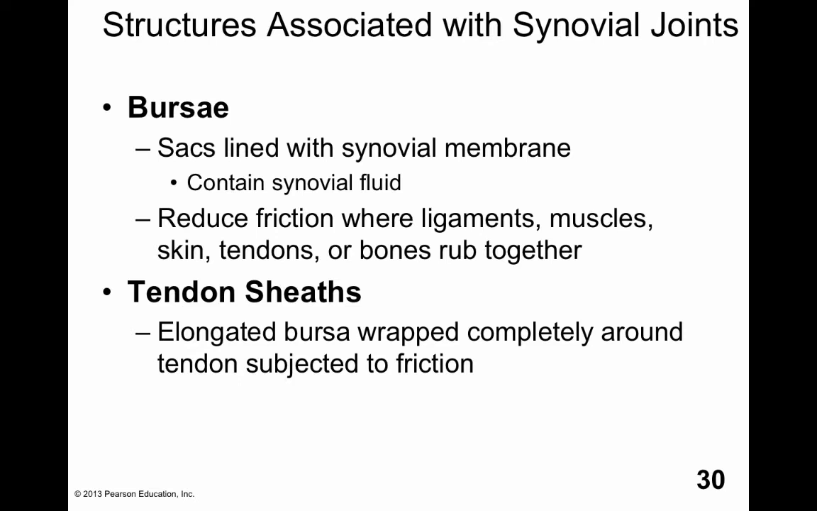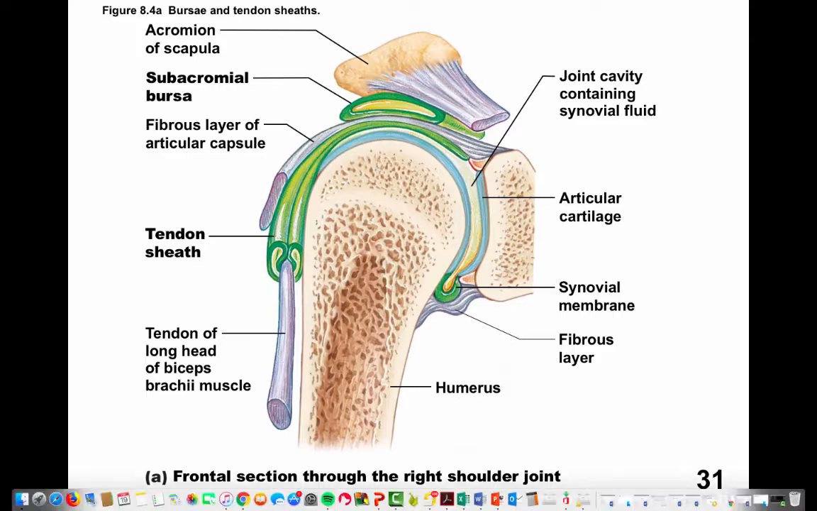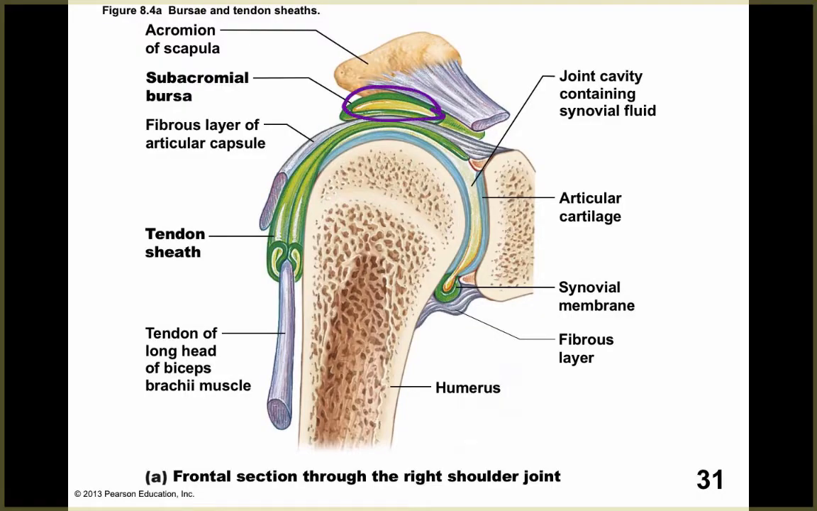that's lined with synovial membrane. It contains synovial fluid, and it's there to help reduce friction where ligaments, muscles, skin, and tendons and bone rub together. The tendon sheath is there as well, and basically it's an elongated bursae, wrapped completely around the tendon subjected to friction to help alleviate any of that. And you can see both here in this picture: you have this bursae right here, and this tendon sheath right here as well, that helps to alleviate some of that friction.